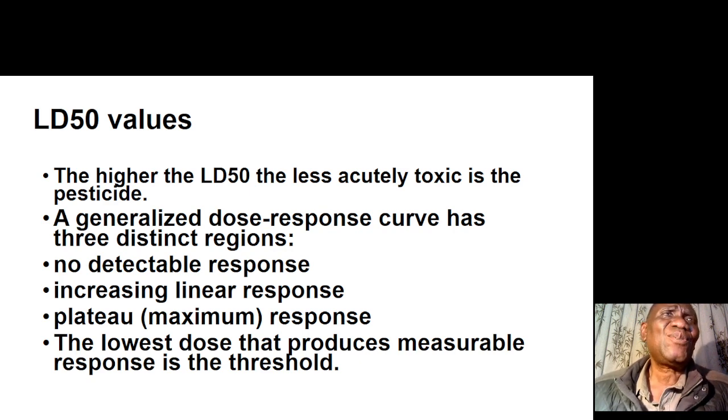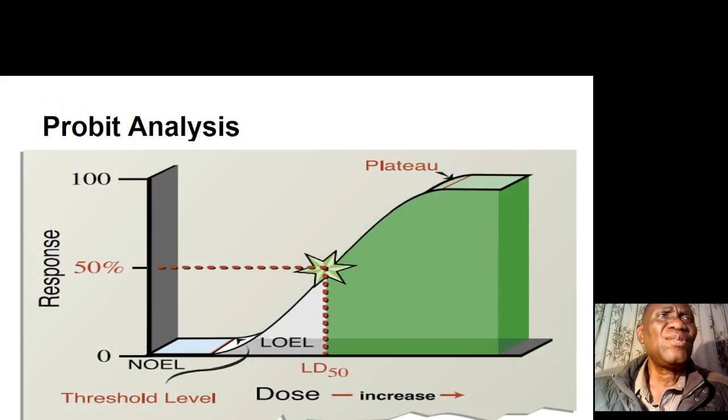A generalized dose response curve has 3 distinct regions. I need to go back to this graph. So this graph has got 3 important areas. The 0 area where nothing is happening, representing the control. Then we have got where we get our 50% animals dying, where we get LD50, and that plateau where we have 100% kill.